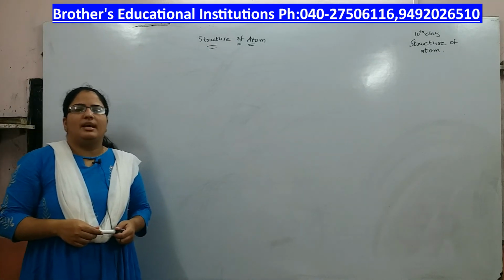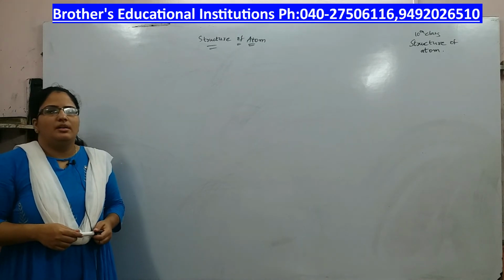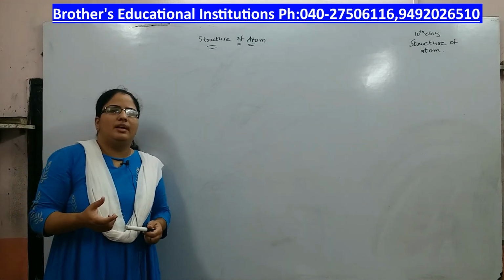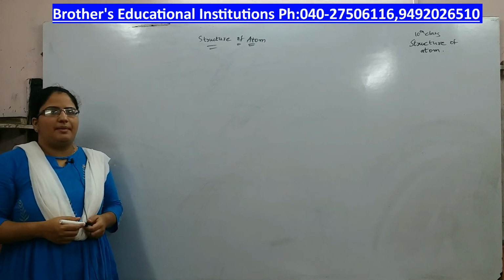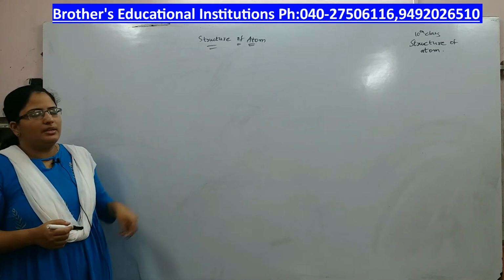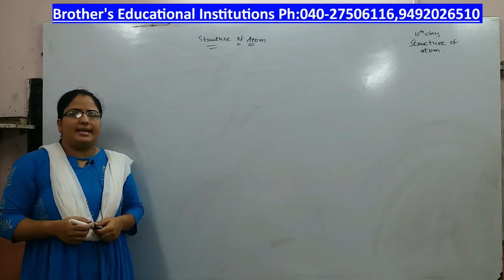In the previous class we discussed the dispersion of light as well as scattering of light. Today we are going to start a new chapter. This is your 6th chapter, structure of the atom.